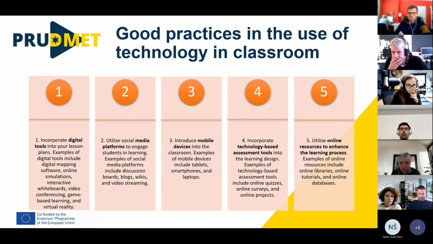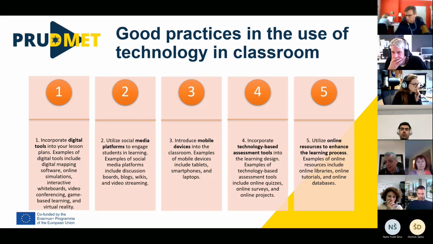For the design, we can identify some good practices in the use of technology in the classroom, such, for example, they incorporate digital tools, use social media platforms, use mobile devices in class, or incorporate technology-based assessment, or the use of online resources. There are only 5 examples of how we can design the learning using technology.